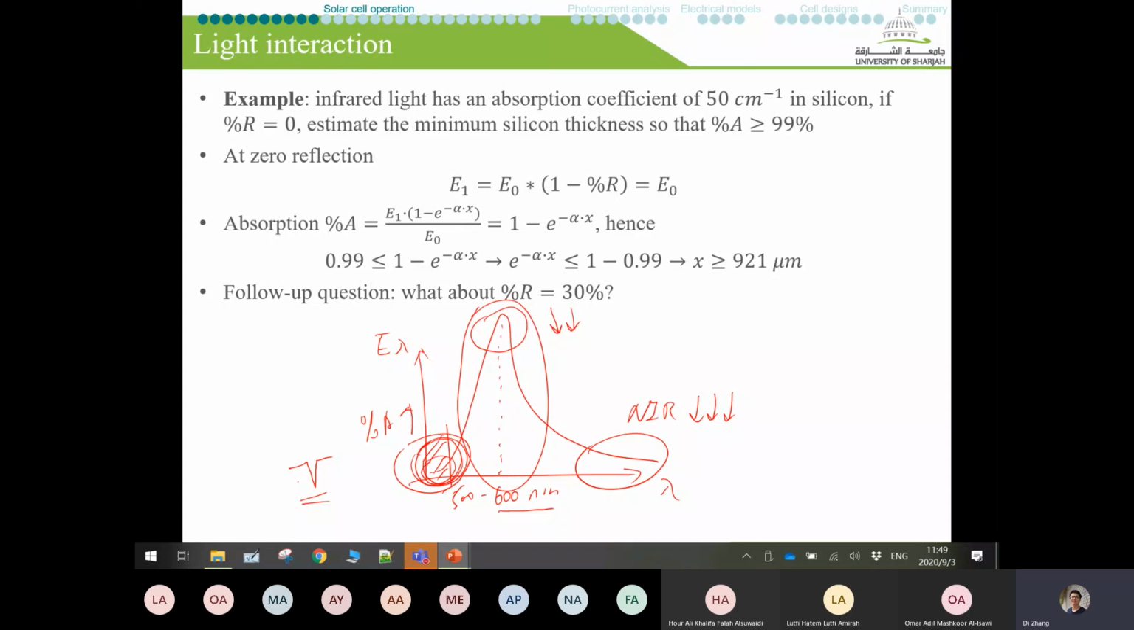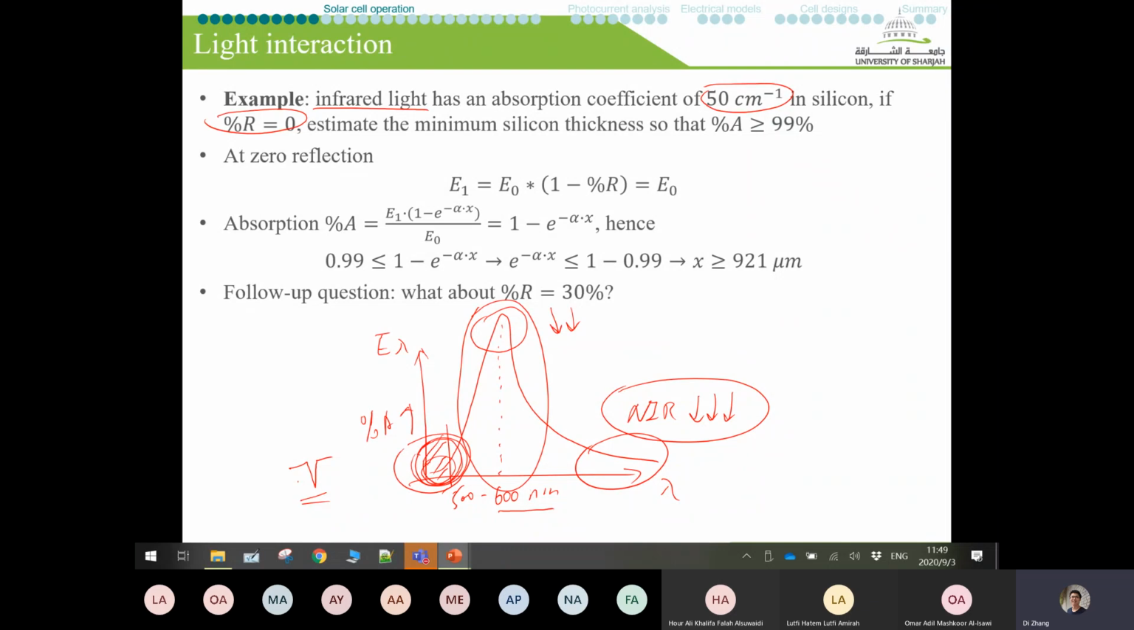So let's look at the following example. Now let's focus on infrared light. Actually, let's focus exactly on around this one. Okay. So for silicon, infrared light shows a very poor absorption coefficient. Okay. It's only 50 per centimeter. Okay, 50 per centimeter. So if we assume a 0% reflection, okay, it's very ideal. We know that silicon usually reflects a lot, but for the moment, let's assume that this silicon has no reflection.